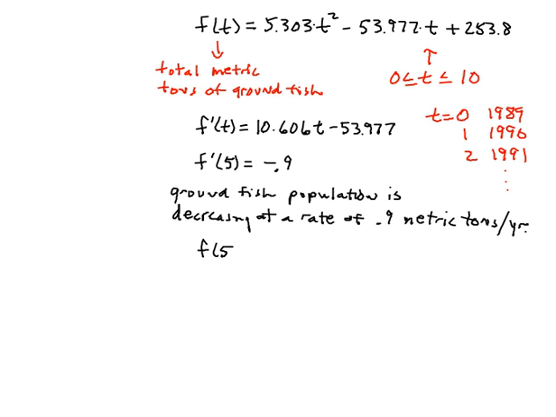Now notice, what would be f of 5 if I went back to the original function and evaluated that at 5? Let's see what that is. So at the beginning of 1994, there is 116.5 metric tons of groundfish.